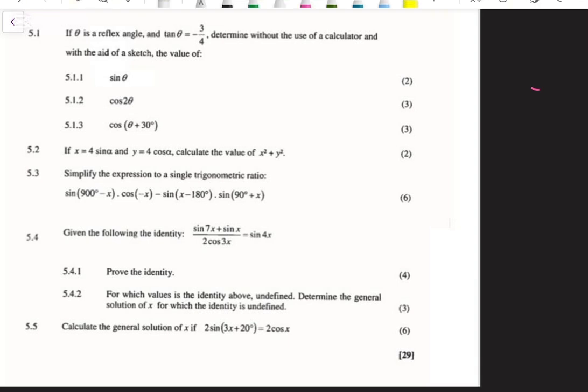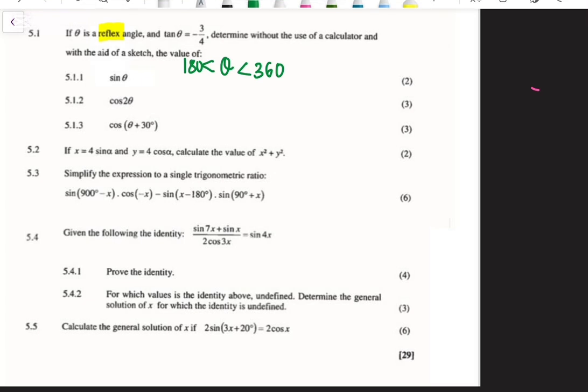First question. If theta is a reflex angle, remember a reflex angle is an angle that is bigger than 180 but smaller than 360. So here they are telling us that theta is bigger than 180 but it is smaller than 360. And tan theta is equal to negative 3/4. Determine without the use of a calculator and with the aid of the sketch the value of.